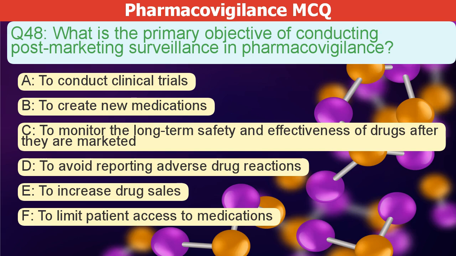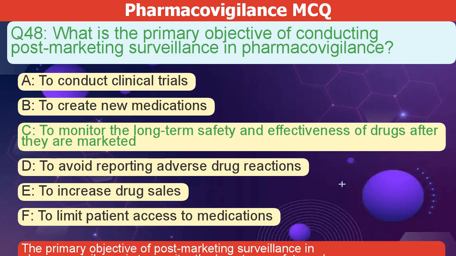E. To increase drug sales. F. To limit patient access to medications. The correct answer is C. The primary objective of post-marketing surveillance in pharmacovigilance is to monitor the long-term safety and effectiveness of drugs after they are marketed, capturing additional data on real-world medication use and potential adverse reactions.